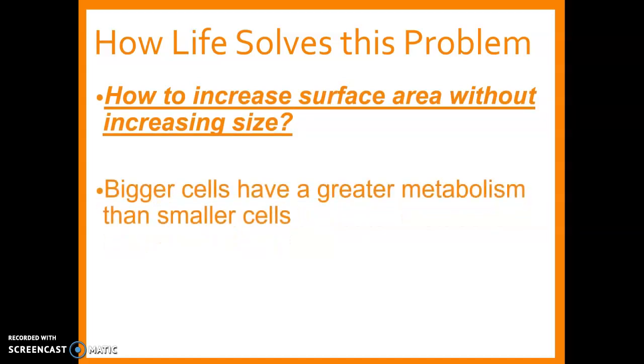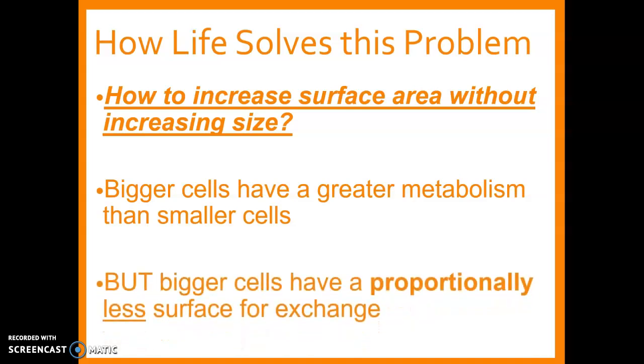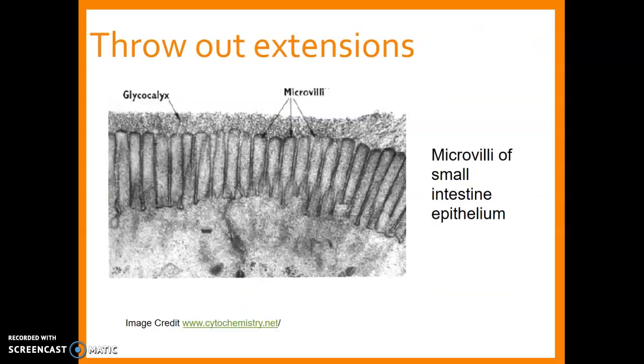Bigger cells have a greater metabolism than smaller cells, just like larger people have a higher intake of calories than smaller people. But bigger cells have proportionately less surface area for exchange. So what life does is throw out extensions, okay?